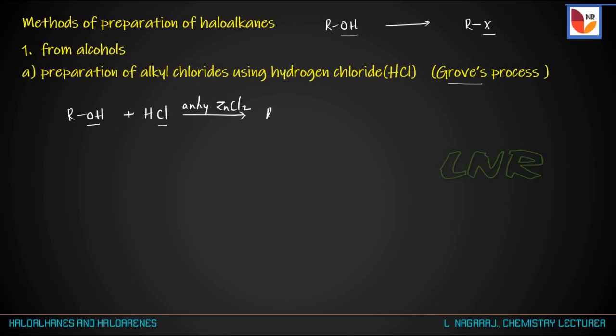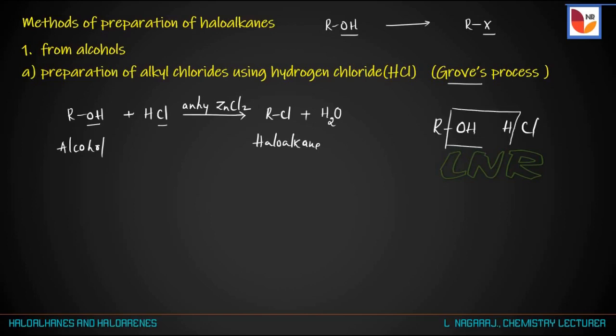So it gives the product, that is RCl, and the remaining, that is hydrogen from the HCl, combines with the hydroxyl group of the alcohol. It gives water molecules. That is, alcohols to be converted into haloalkane. Haloalkane, that is ROH and HCl. OH and hydrogen combined, it gives the water molecules, and R combines with the Cl, it gives RCl.